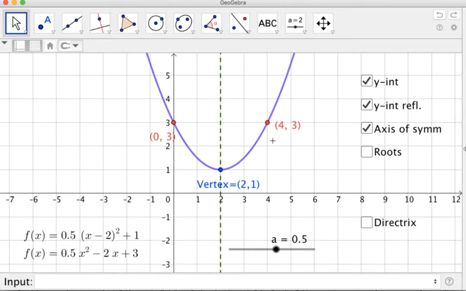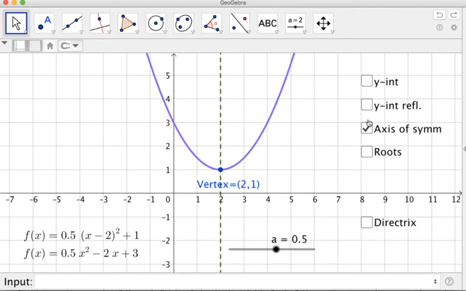So if we were trying to graph this, we would now have both the y-intercept and this reflected point, which again we can figure out using the axis of symmetry. So just to go back a moment, when we have the standard form, finding the vertex is a little trickier than when we just have the vertex form.